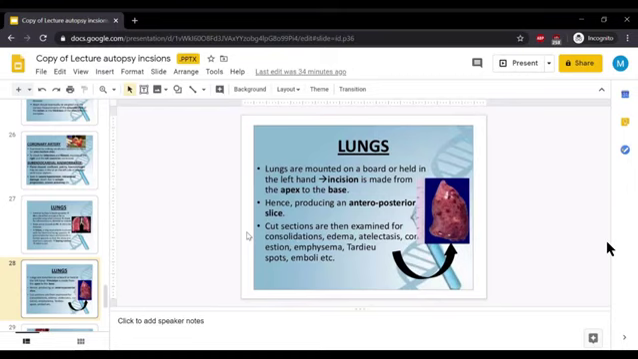Lungs are mounted on the board and held in the left hand, then an incision is made from the apex to the base, producing an anteroposterior slice. Cut sections are then examined for consolidation, for the presence of edema, atelectasis, any emphysema, or some emboli.